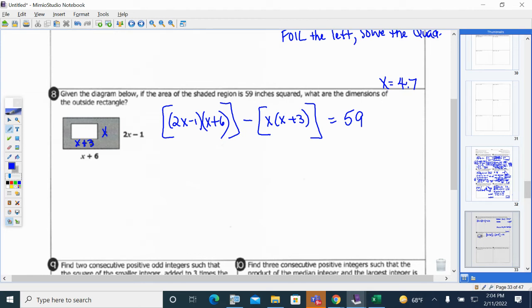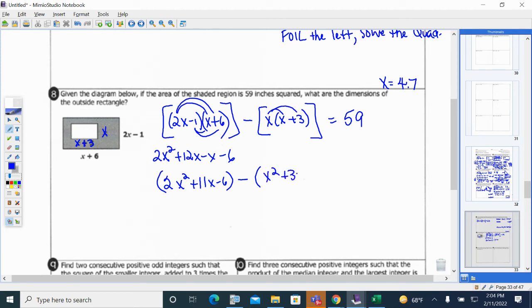Let me get this one a little further. FOIL the first one. So 2x times x is 2x squared plus 12x minus x minus 6. So this becomes 2x squared plus 11x minus 6. We're going to subtract x squared plus 3x.